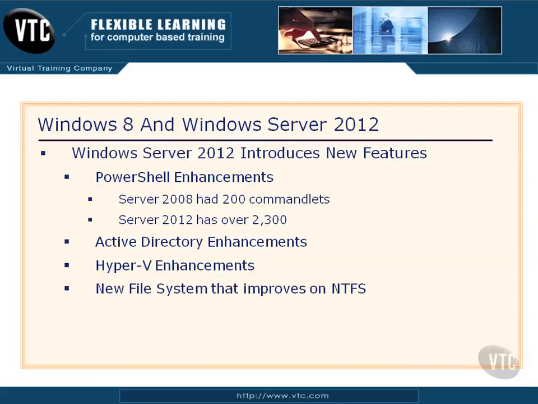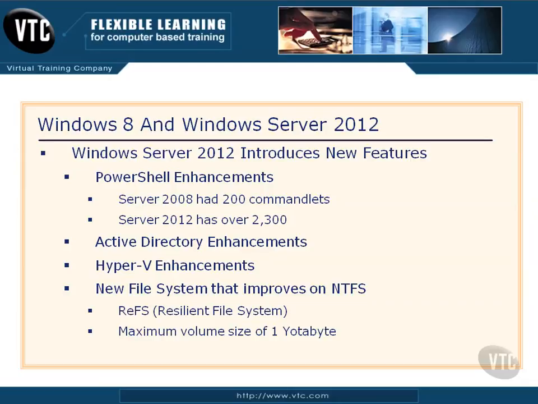Believe it or not, there is a new file system that improves on NTFS. It's called ReFS, the Resilient File System. Notice this, it has a maximum volume size now of 1 yottabyte. And if you've never heard of a yottabyte, join the crowd. But that is basically equal to 1 quadrillion gigabytes. So there's a lot more going on here than just Windows 8.